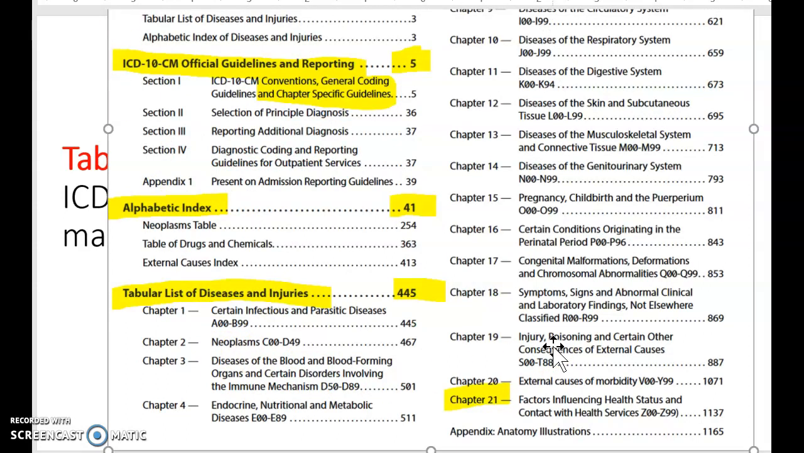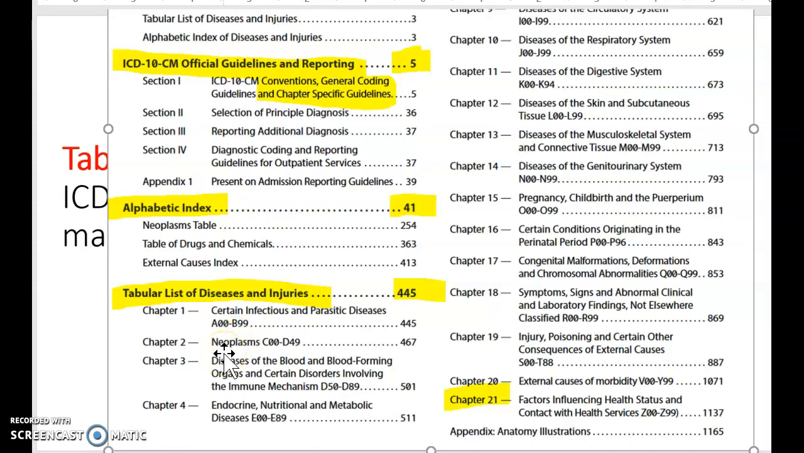Your ICD-10 codes are alphanumeric. The first digit is always an alphabet, followed by 3 to a maximum of 6 digits after, so a total of 7 digits altogether. And the 3 digits in the beginning are always followed by a decimal. So you can see chapter 1 is all A's and B's, A00 to B99.